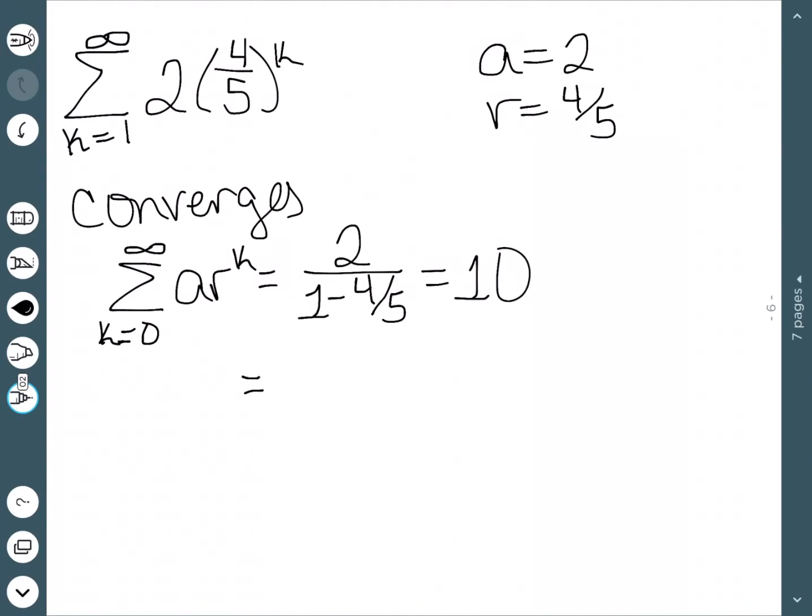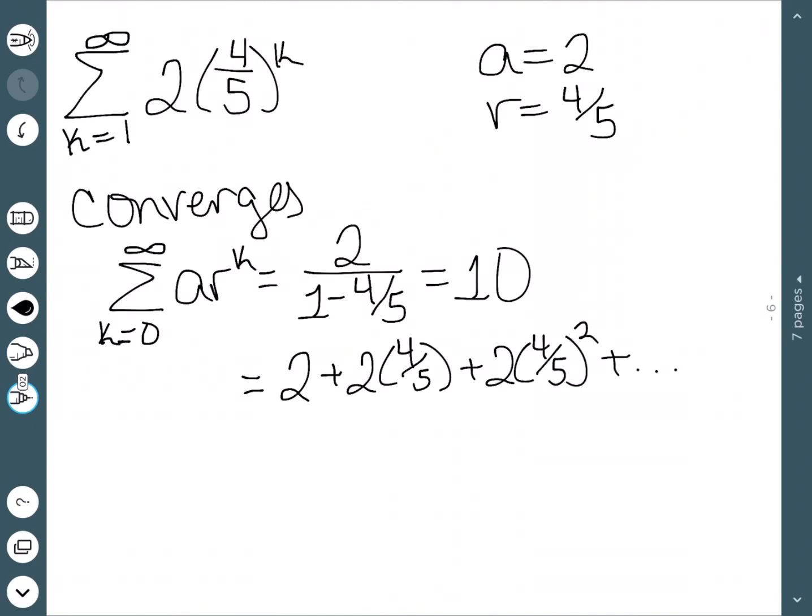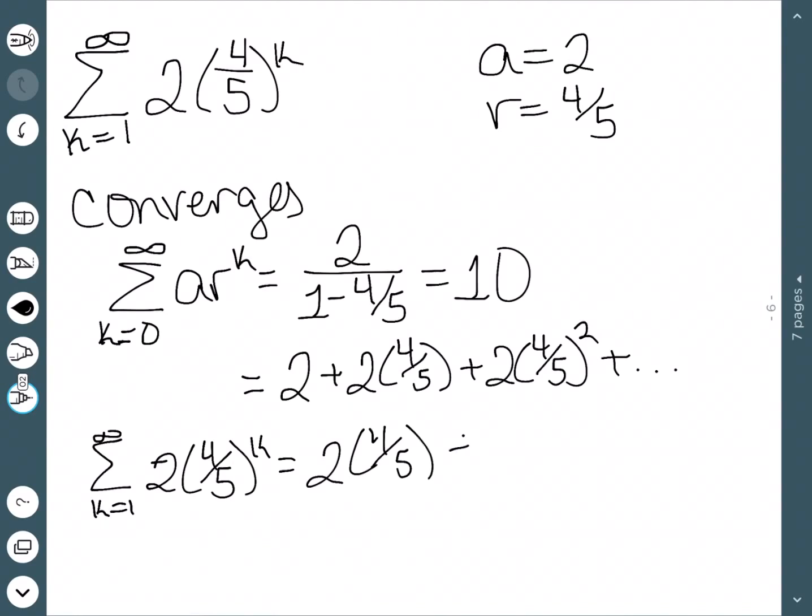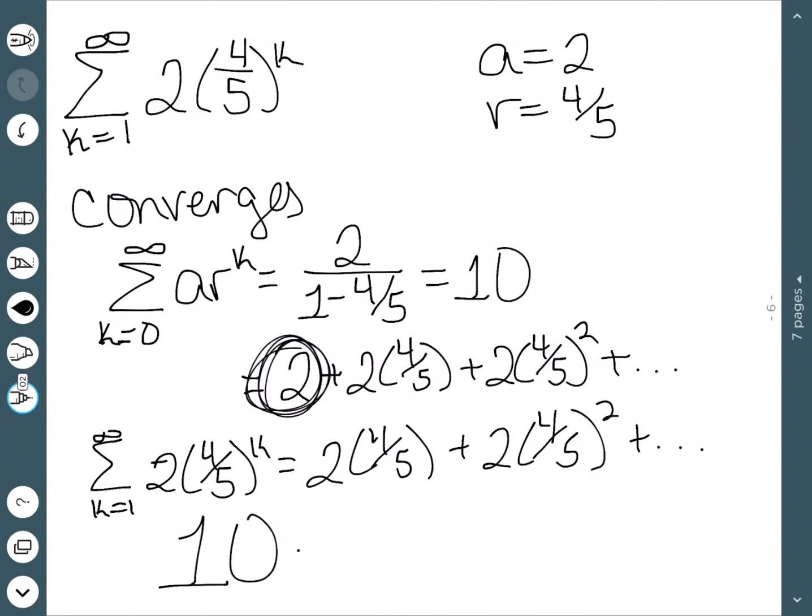This is actually equal to 2 plus 2 times 4/5 plus 2 times 4/5 squared, etc. However, the summation that I want starts at 1. So this is 2 times 4/5 plus 2 times 4/5 squared, etc. So you can see I added in this extra 2 term originally. So my actual answer is 10 minus 2, which is 8.